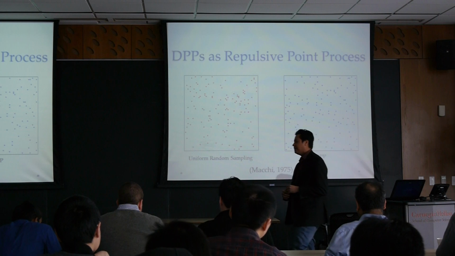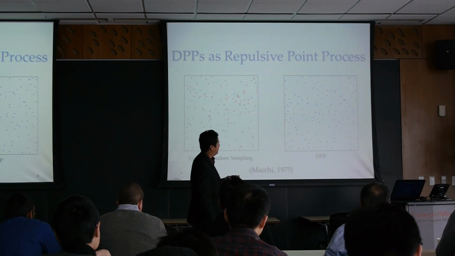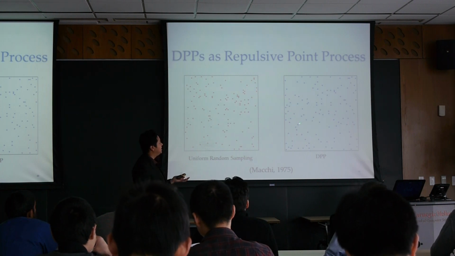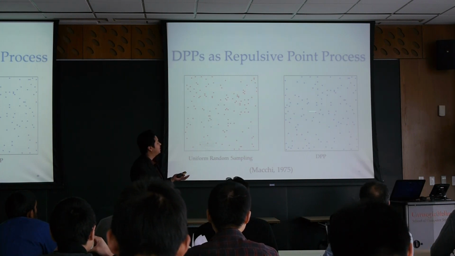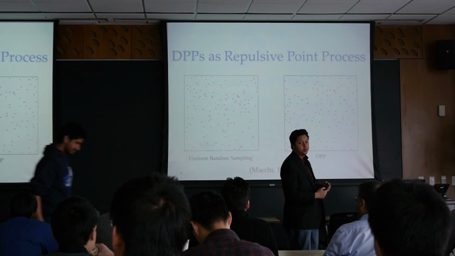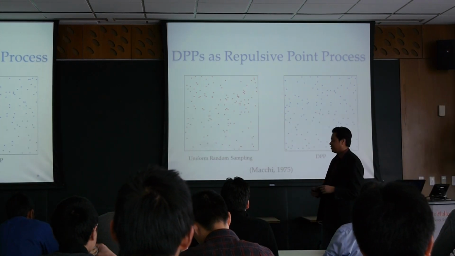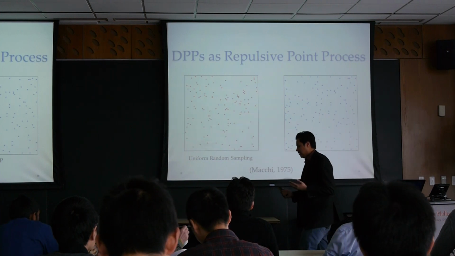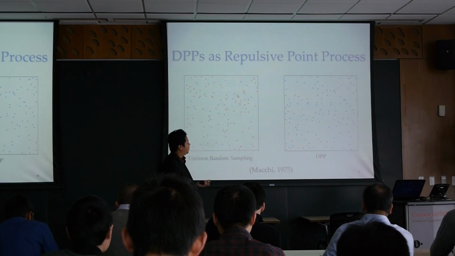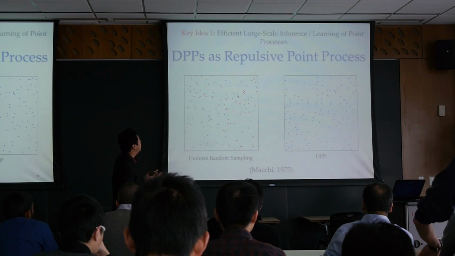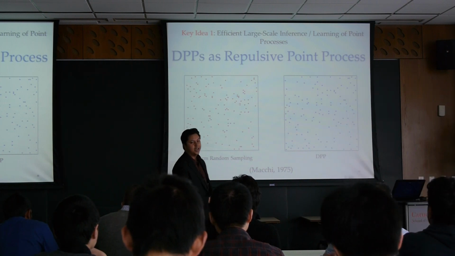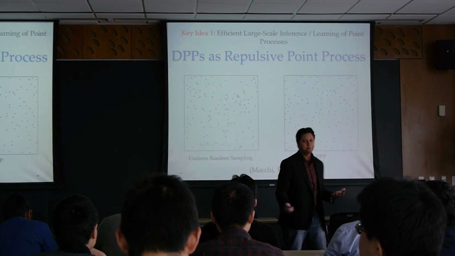which is not a suitable model for the kind of repulsive atoms that people are looking at. So in 1975, there was a paper that actually lays the foundation of a DPP, where as a process, you can see that it's more repulsive. It's more well-suited for the kind of application in quantum physics they were looking at. So it was a nice theory, and I'll show you later some of the nice properties of DPP. But the question that I'm interested in is the key idea of how do you do efficient large-scale inference and learning on these processes, right?